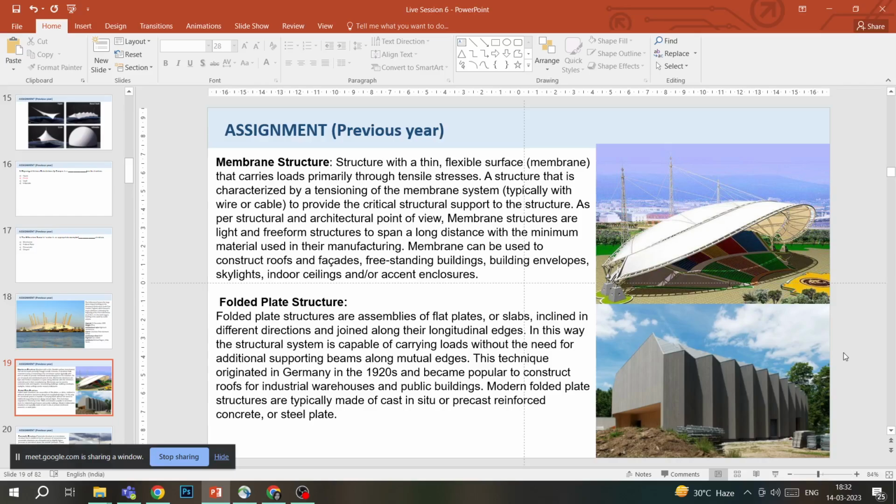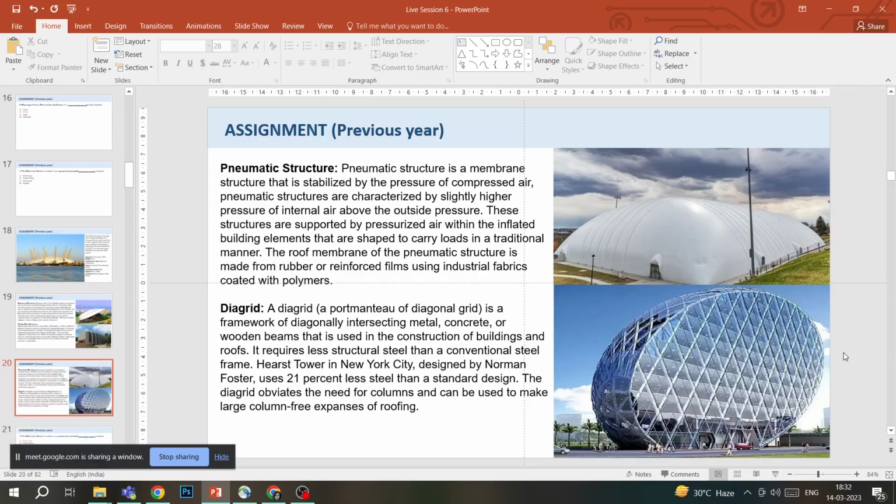It is used as a roof, it is used as a wall, anything. It can just be used as a canopy also. Then pneumatic structures are a type of membrane structures which are stabilized by compressed air and a high pressure air. The air pressure inside the structure is always higher compared to the outside. That's how the structure stays afloat.